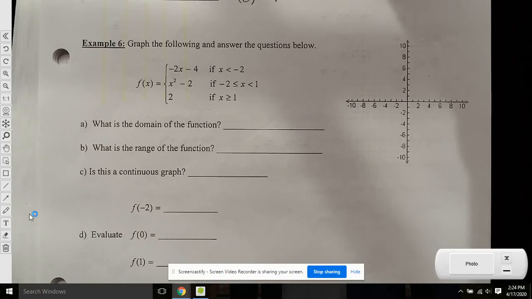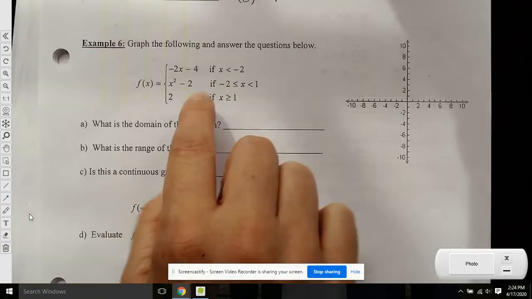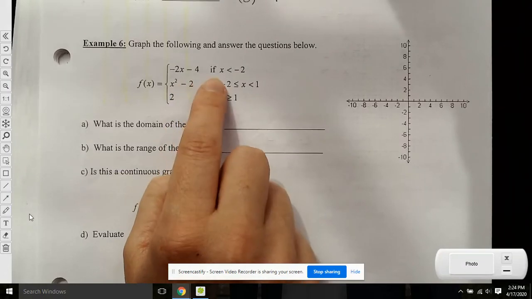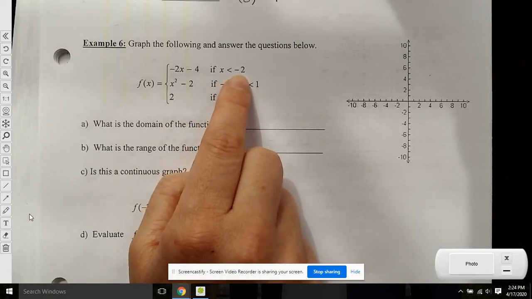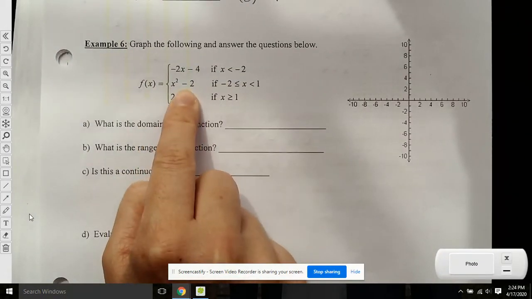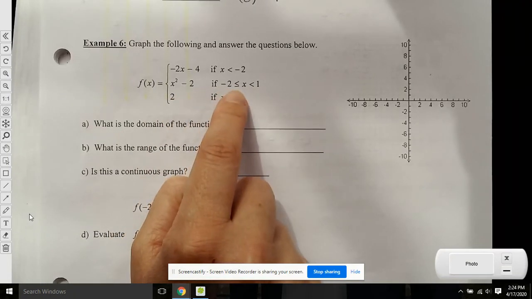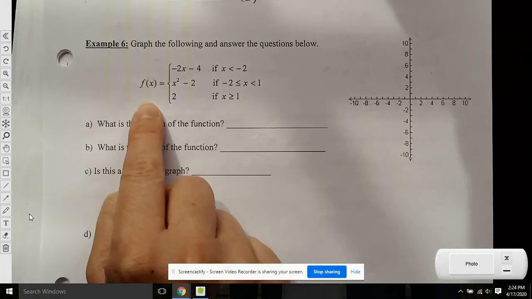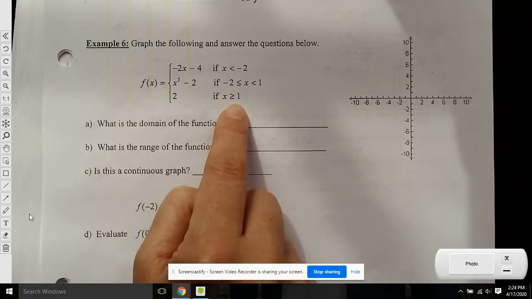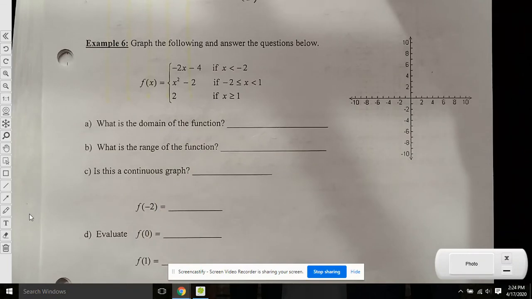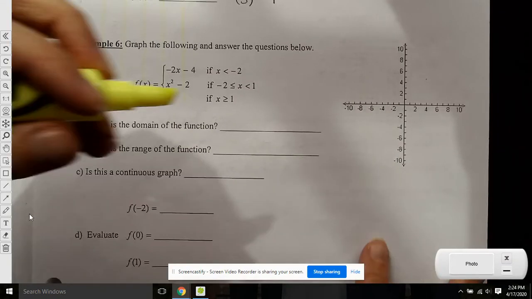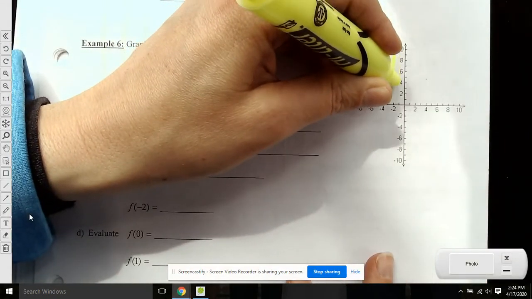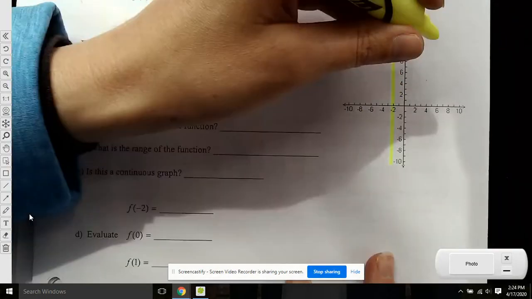All right, so for our final example of graphing piecewise functions, we have example 6: negative 2x minus 4 if x is less than negative 2, x squared minus 2 if negative 2 is less than or equal to x is less than 1, and 2 if x is greater than or equal to 1. So I recognize that I have changeovers between functions at negative 2 and again at 1.